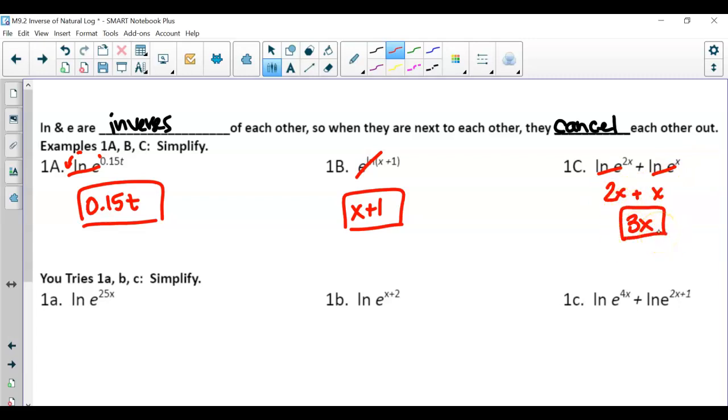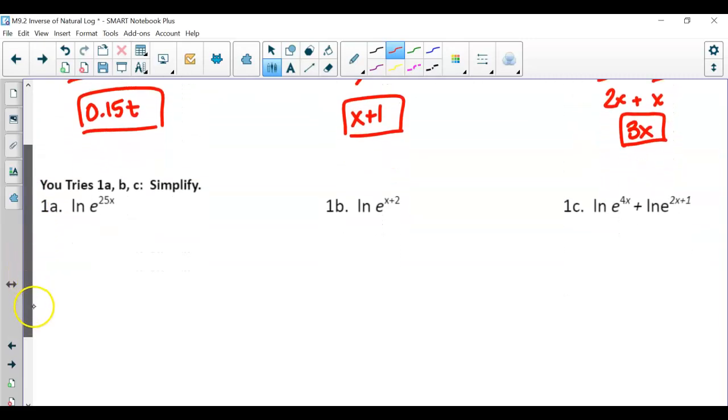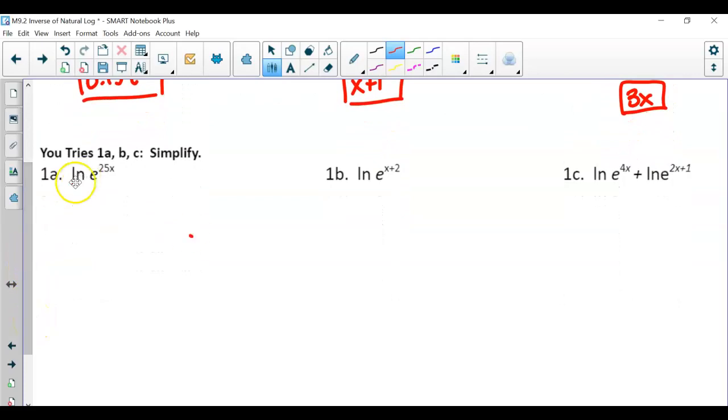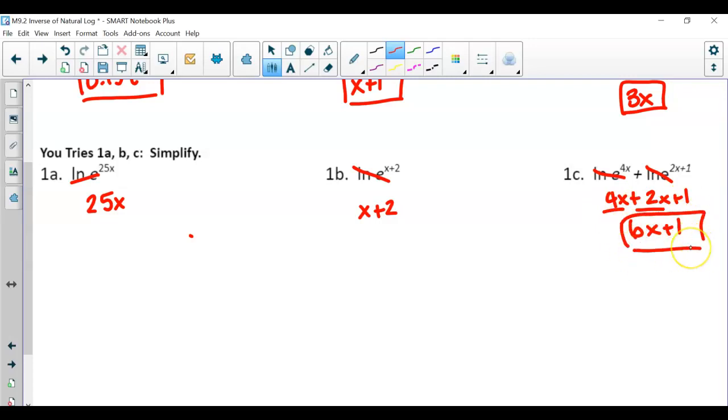Go ahead and pause the video and try these U-tries on your own. And here we go. Notice how here they cancel out, inverse operations, inverse functions, and you're left with 25x. Here again, inverse functions, and you're left with the exponent x plus 2. Here you have inverse functions, so you're left with 4x plus 2x plus 1. After combining like terms, you should have gotten 6x plus 1.